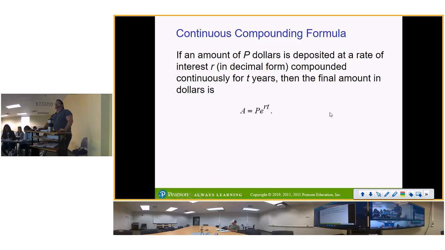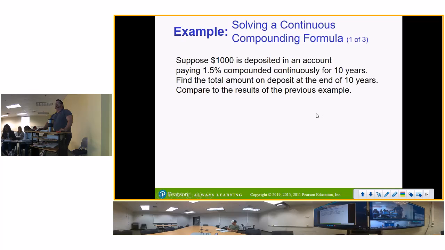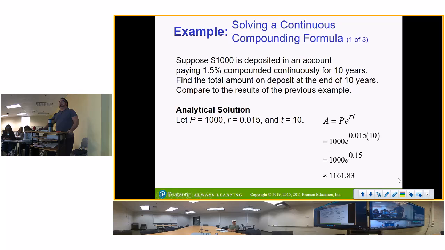All right, here we go. Suppose $1,000 is deposited in an account paying 1.5. Run this through. It's the same thing, except you don't have n, because it's continuously compounded interest. So you type it in. Is there much difference? No. But e is a whole lot easier to calculate than (1 + r/n) to the nt power. It's a simpler calculation. Write that down, because that's a couple of questions on the test.